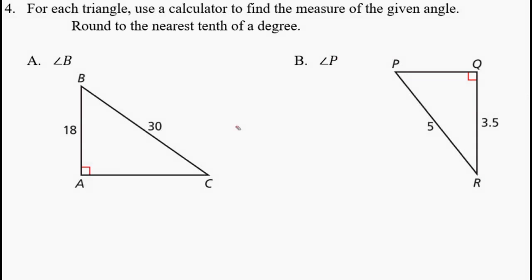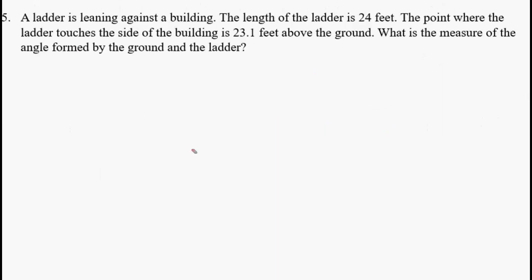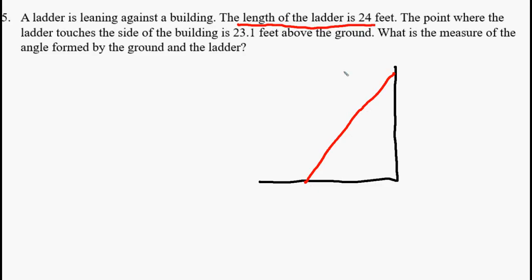Right? What's next? Number 5 is next. Ooh, looks like we're going to have to draw a picture. We got a ladder leaning against a building. So here's the building. I'll do the ladder in red. The length of the ladder is 24 feet. The point where the ladder touches the side of the building is 23.1 feet above the ground. So here's where it touches the building. That is 23.1 feet above the ground. What is the measure of the angle formed by the ground and the ladder? So we want to find this angle.